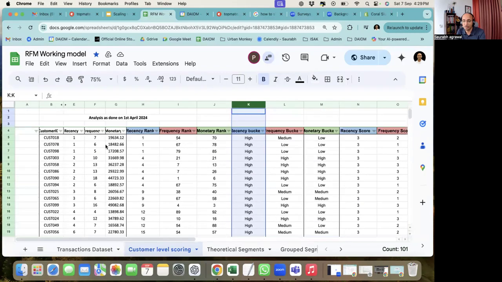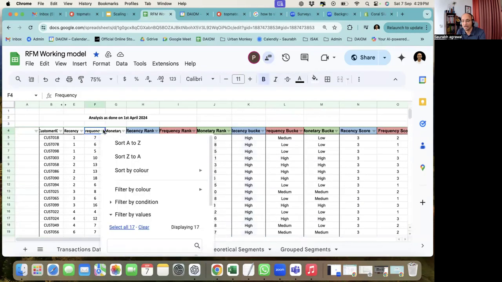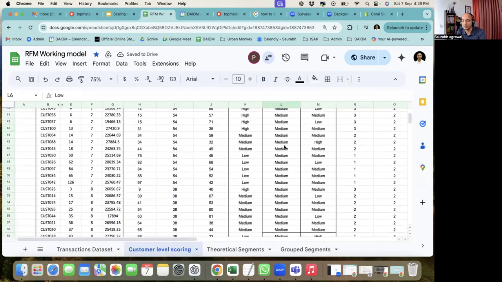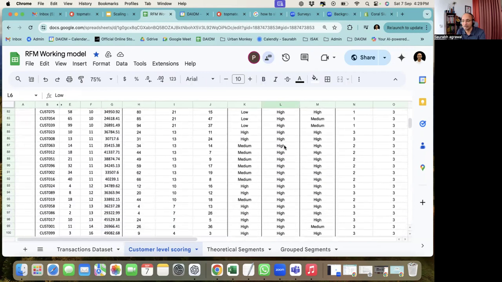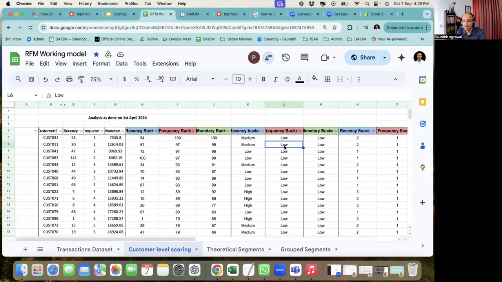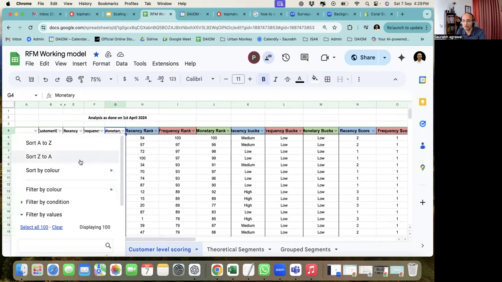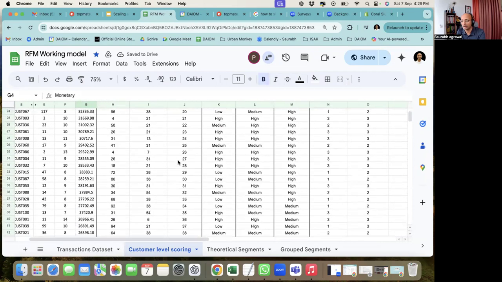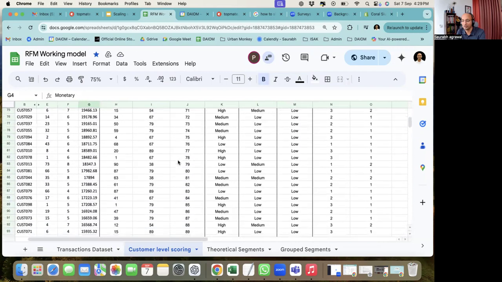Then you look at the frequency. You again do the same thing for frequency. You put it into frequency rank and then sort it by high, medium, low. Simple, in 3 segments. And then you sort it on monetary. Monetary में भी आपको simple same करना है. You put it in monetary and then sort it by high, medium, low.